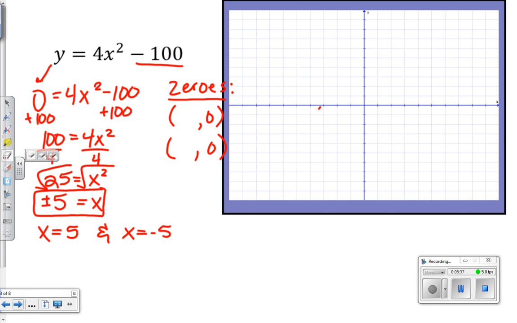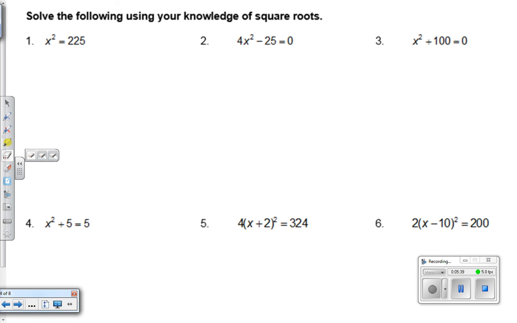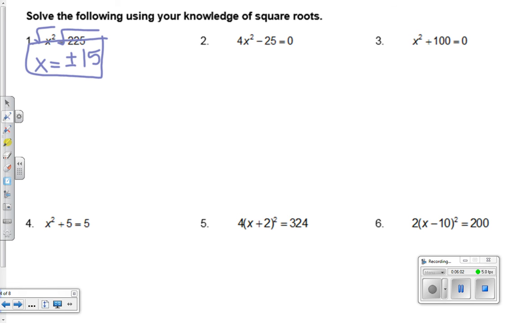So let's practice. This is actually in your booklet, so you can start recording things in your booklet at this point. So if you look at number 1 here, it's already been solved for you a little bit. It says x squared equals 225. All we're trying to do here is find x. So real easy, we take the square root of both sides. X equals positive or negative 15. Bam, that's our answer. Again, if you wanted to write it as a point, it would be 15, 0 and negative 15, 0.